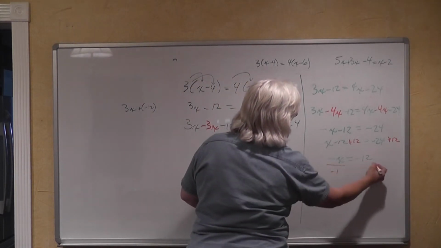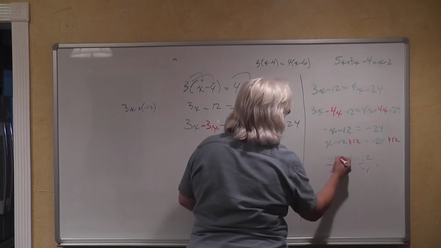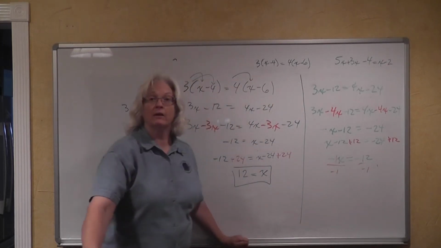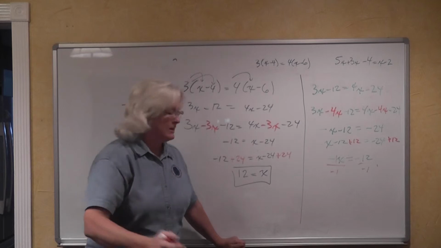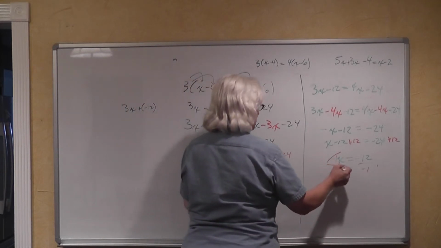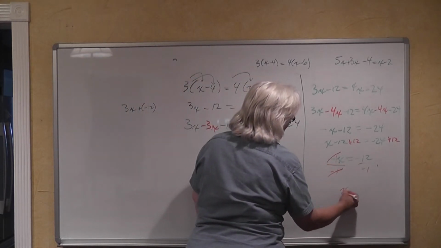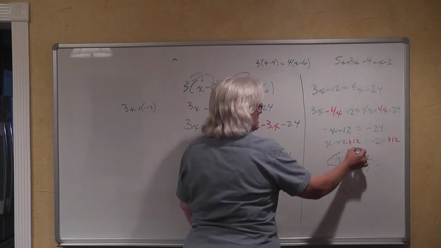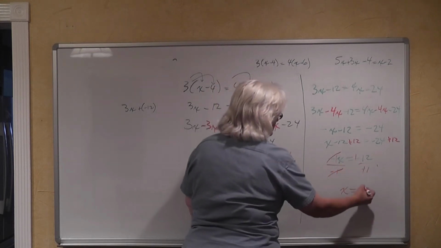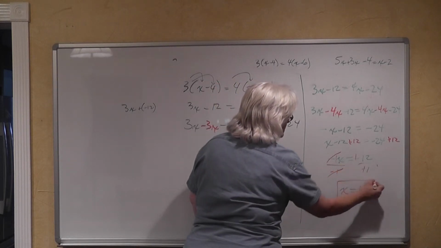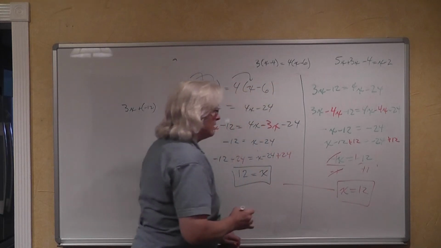Divided by a negative 1 and a negative 1. Negative divided by negative gives us a positive. And now we have x is equal to negative divided by negative, which is a positive. We have x is equal to 12.